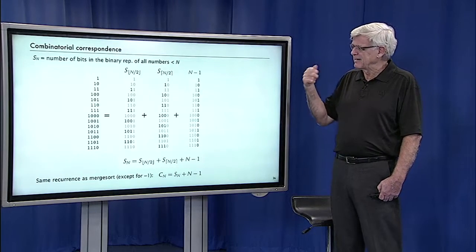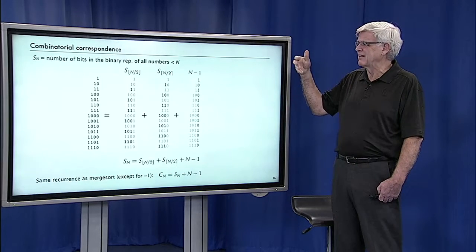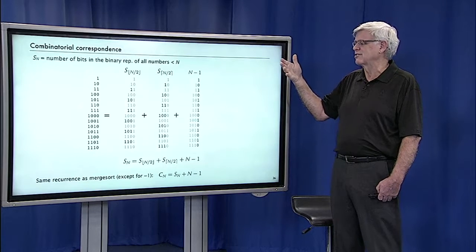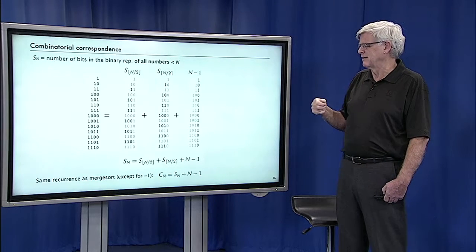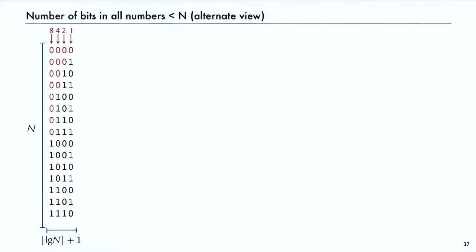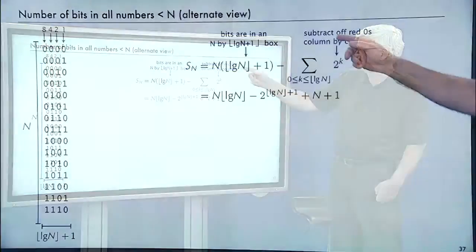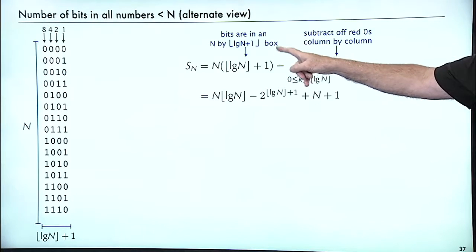And when you think about it, that number of bits in the binary representation of all the numbers less than n is going to have some kind of oscillation, because when you come to powers of 2, things are going to change. So this is just another way of looking at the number of bits in all the numbers less than n. In one dimension you've got n, and in the width you have floor of log n plus 1. So the bits are all in a big n by floor of log n plus 1 box.